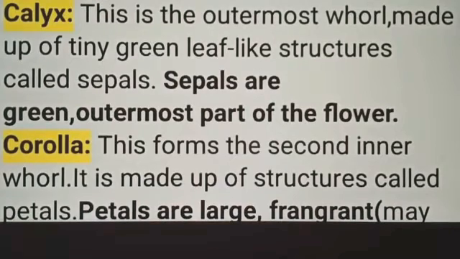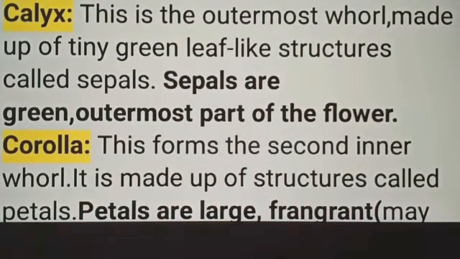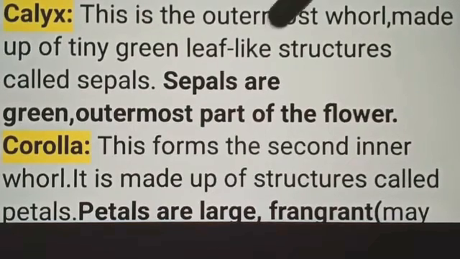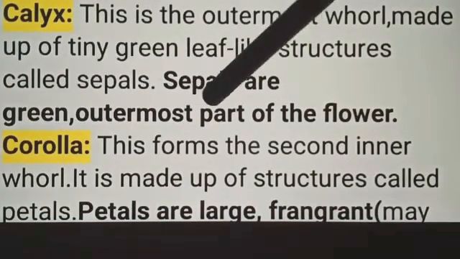The first whorl is the calyx, and this is the outermost whorl made up of tiny green leaf-like structures called sepals. And what are those sepals? Sepals are the green outermost part of the flower.